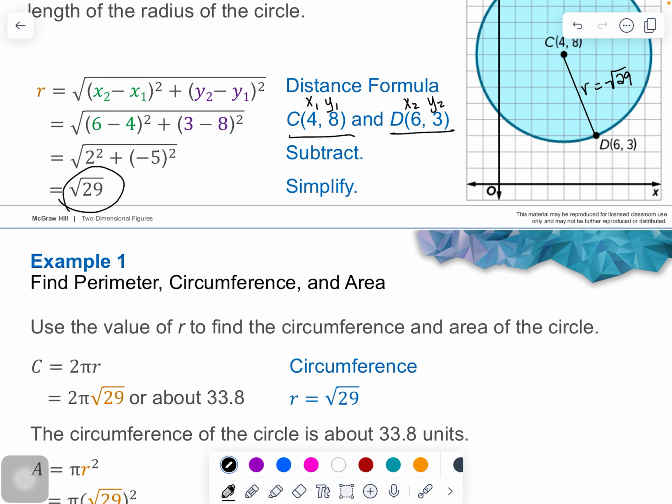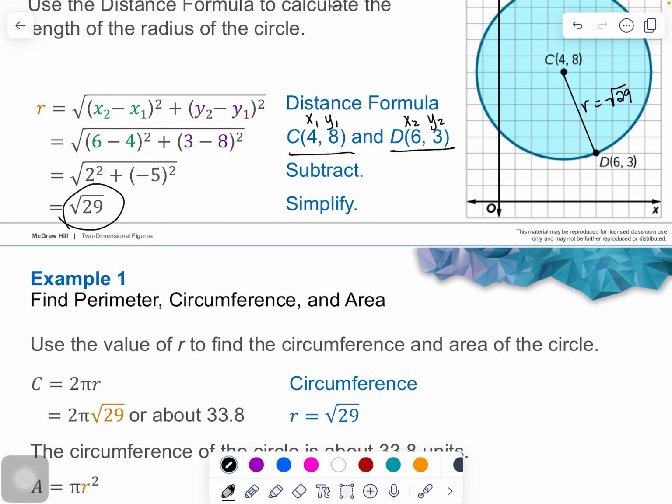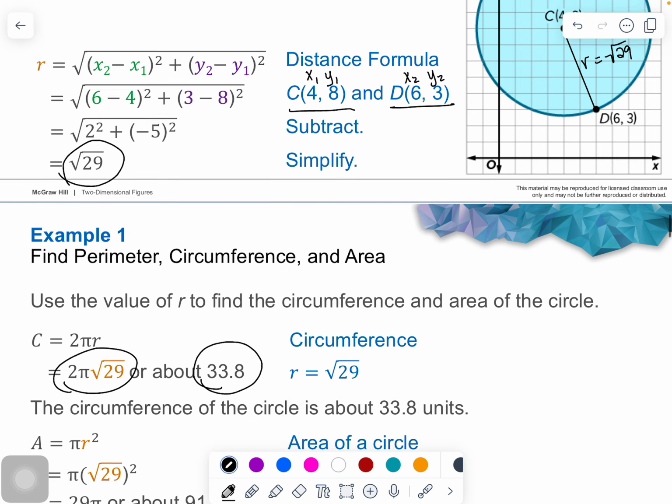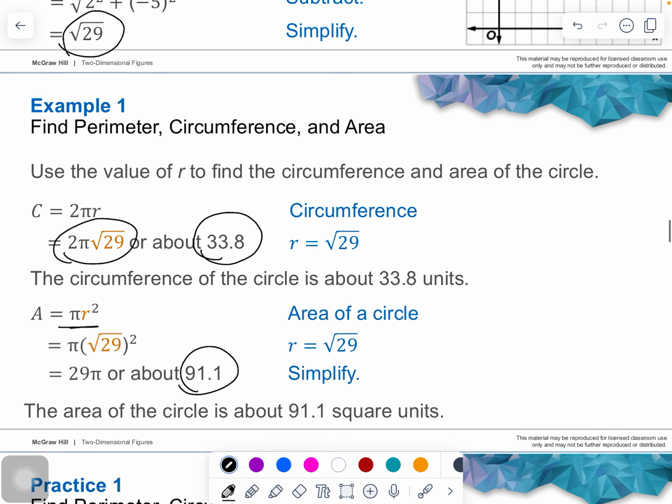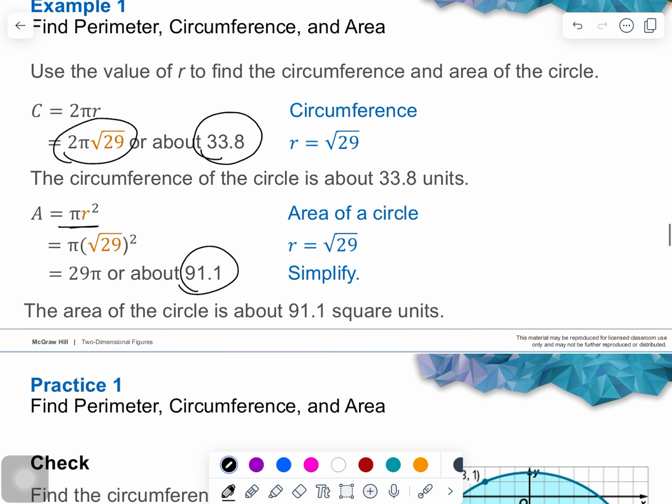Then came down for circumference, it's 2 pi r, so they plugged it in here and put that in the calculator and found that it was about 33.8. And then they plugged it in for area and found it to be about 91.1 square units. There we go.